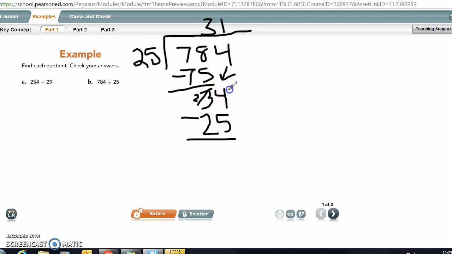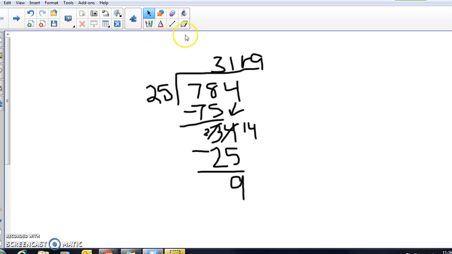That becomes a 2. This is 14. 14 minus 5 is 9. Okay, so I know then that my answer is 31 with a remainder of 9. 9 left over. Go ahead and copy that. If you need to, pause it. It'd be really smart to talk yourself through how we got our answer today. So after you have copied this down, go ahead and try that next problem with me.